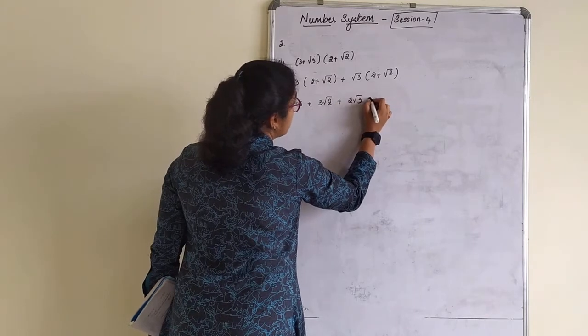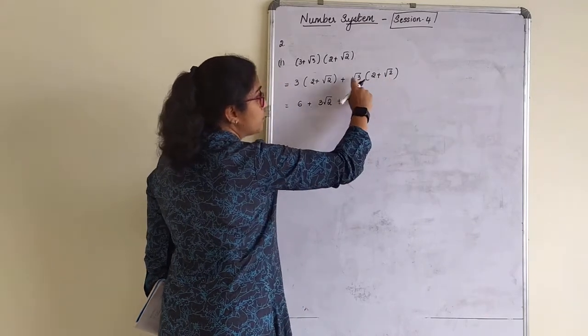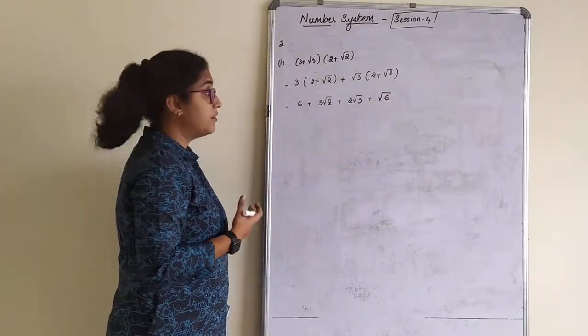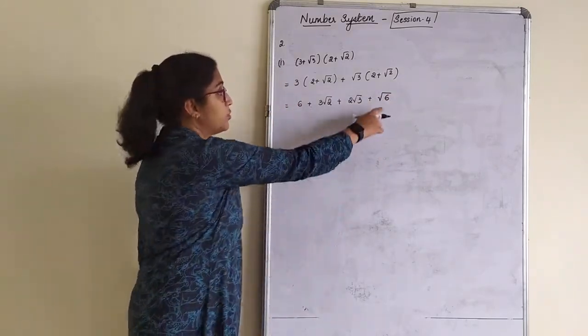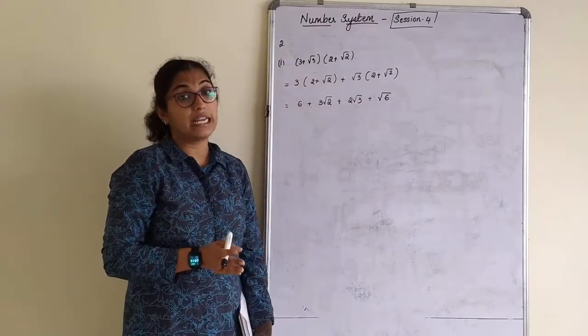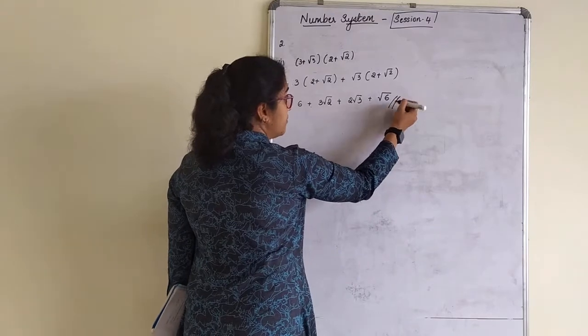Now look at this. Root 3 into root 2. Orders are same. It is root 6. Further, can you simplify this? Root 6, root 3, root 2 and 6. All are unlike terms. This is your final answer.